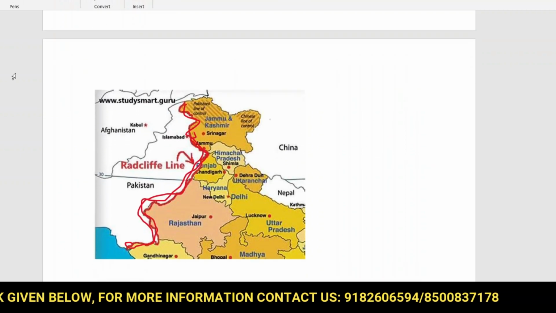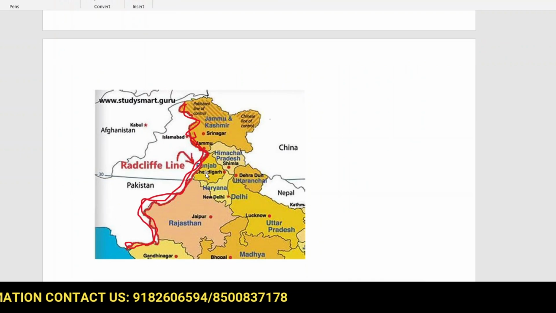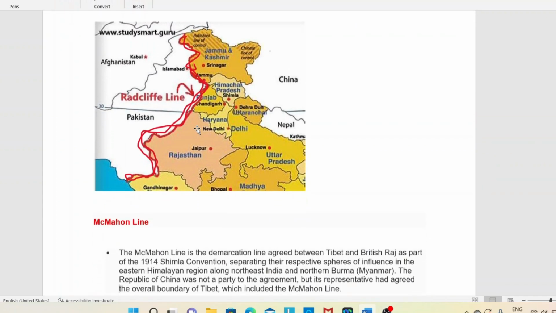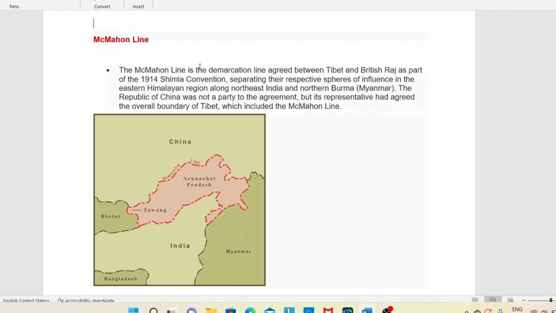You can see here, it starts from the Rann of Kutch in Gujarat to the international border of Jammu and Kashmir, separating India and Pakistan into two countries. Let's see another important line, that is the McMahon Line. The McMahon Line is the demarcation line agreed between Tibet and the British Raj as part of the Simla Convention.